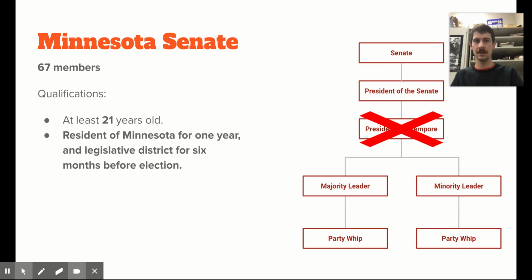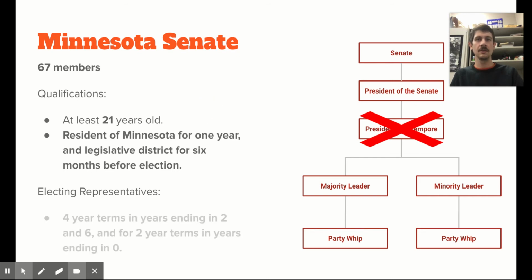This is where Minnesota gets a little funky. If you remember, U.S. senators serve 6-year terms. In Minnesota, you serve 4-year terms if the year ends in 2 and 6. If the year ends in a 0, so 2020, they will start serving a 2-year term. So in 2022, they will run for a 4-year term. It's funky. It has to do with congressional districting and how they redraw all of the lines. Minnesota's funky. It's just the way it is.